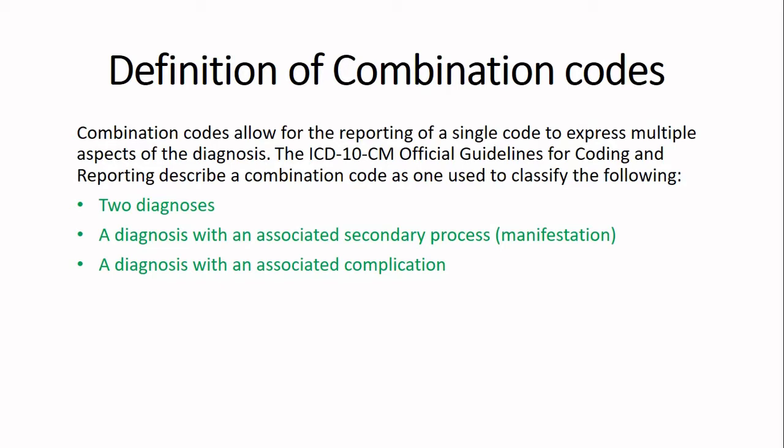Combination codes allow for the reporting of a single code to express multiple aspects of the diagnosis. The ICD-10 coding guidelines for coding and reporting describe a combination code as one used to classify the following: two diagnoses, a diagnosis with an associated secondary process, or a diagnosis with an associated complication. So combination codes can report two diagnoses as one diagnosis, can involve a manifestation code, and can also be associated with a complication.